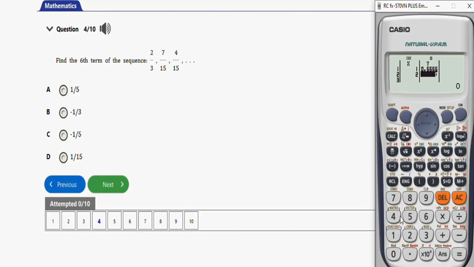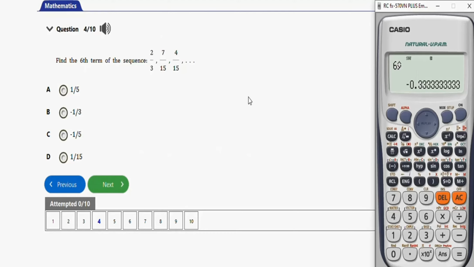And the second term is 7 divided by 15. So that's it. Let's remove this. The values are stored. To get the answer, press shift, then option 1, regression, then option 5 again. When you press 6 and see if you are going to see the answer in the options. So we have minus 0.33.